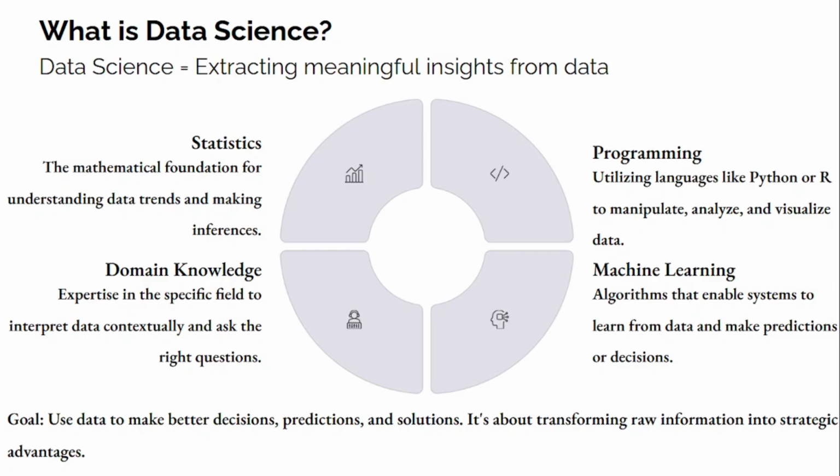So data science is nothing abstract, nothing hard. It's something we do every single day. It's something that can be applied to every single sphere of life you can think of, every single one. So just to mention certain things that are composed in data science, we have statistics, the mathematical foundation of understanding data trends. We have programming, using programming languages like Python to build this out. Machine learning, these are algorithms that enable your computer to learn. Then domain knowledge, expertise in a specific field. Like I said, you have to apply data science to a specific field. So the goal is to use data to make better decisions and predictions, transforming raw information into strategic advantages.